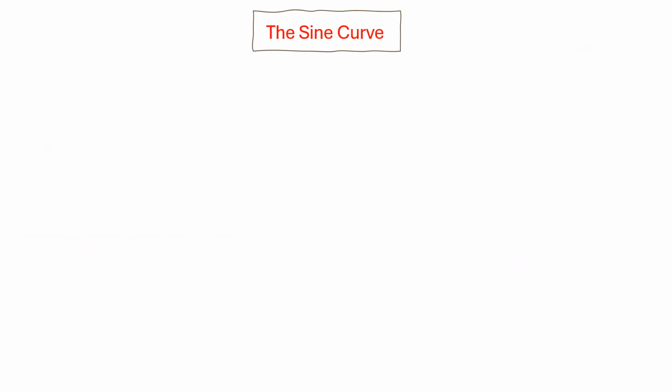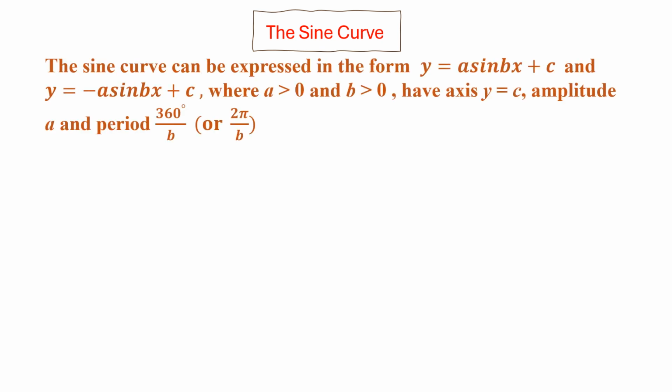Right, let's continue with the sine curve. Now we all know that y equals sine x is just the basic shape of the sine curve. It can have variations. And what are the variations like? Yes, the sine curve can be expressed in the form y equals a sine bx plus c, or y equals -a sine bx plus c. In this case, your a and b are more than 0.